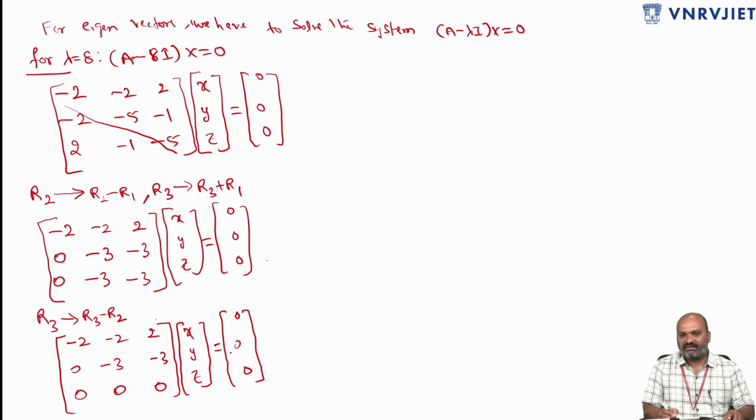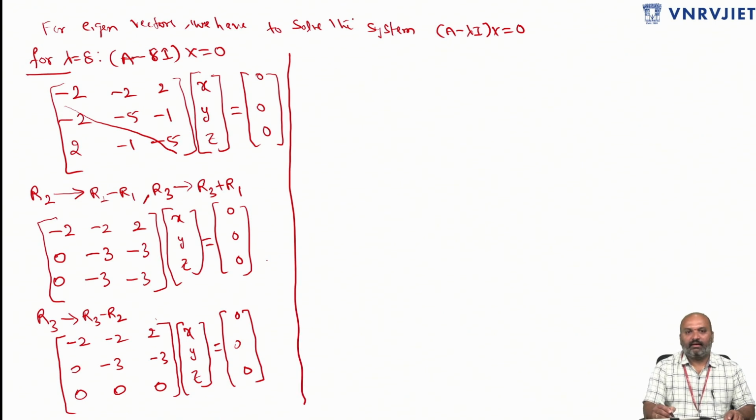Rewrite the system of equations. It is now in echelon form. This homogeneous coefficient matrix is in echelon form. So now, rewrite the system of equations. That is minus 2x minus 2y plus 2z equals 0, and minus 3y minus 3z equals 0.